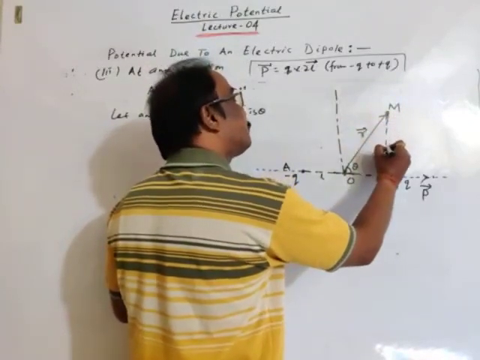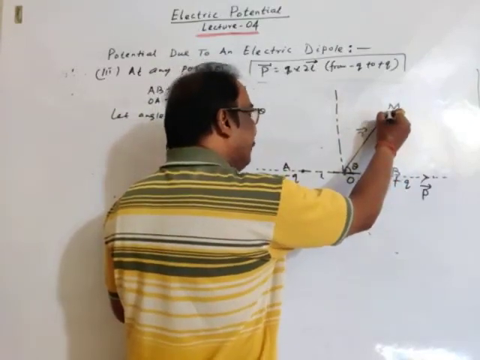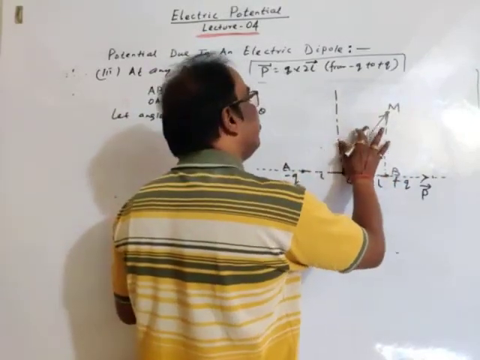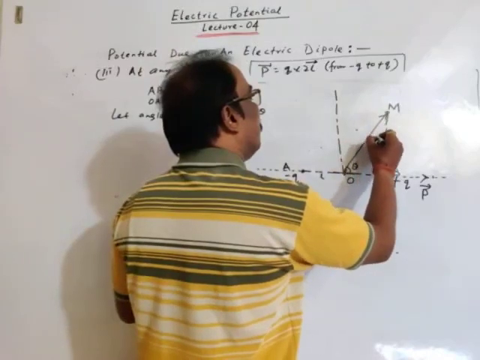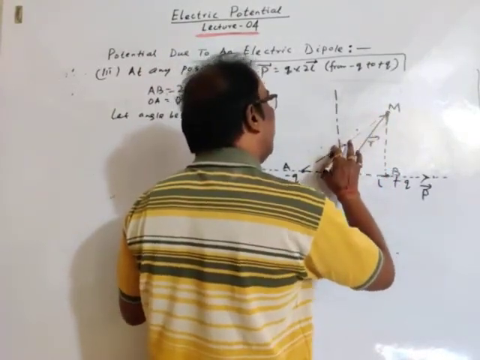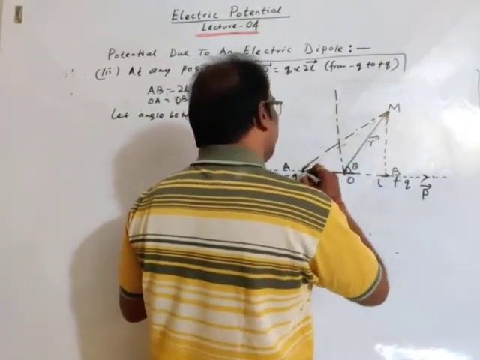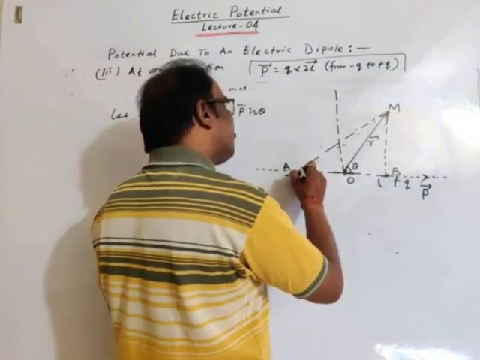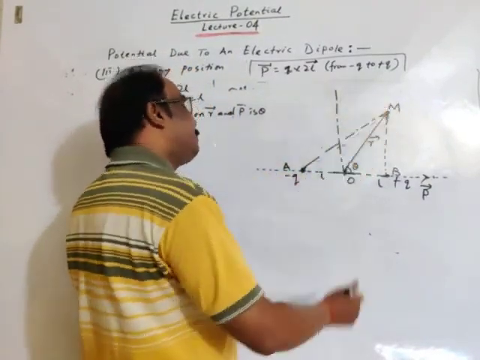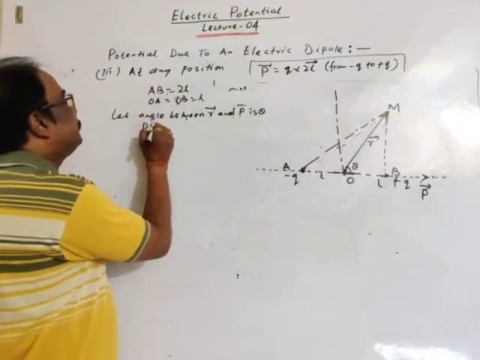Distance from plus q to the point M is BM, and distance from minus q to M means distance from A to M. Distance from A to M is A. Distance from minus q to point M is A. Okay, I am writing in complete form.